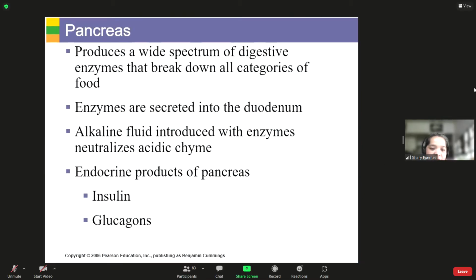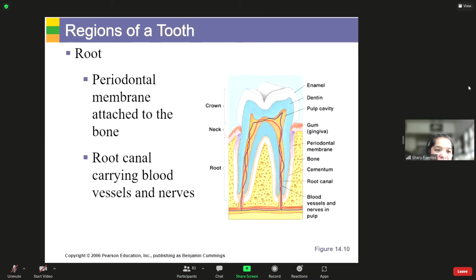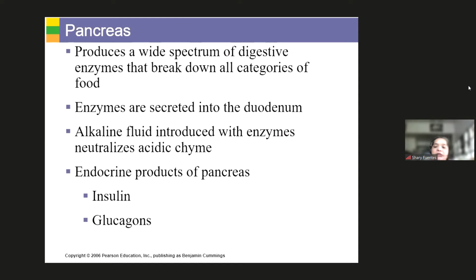Okay, so let's continue. We ended with this slide kanina. So regions of our tooth, the root part, that's where you can find the root canal. Okay, ito yung tinitira ng mga dentist. So let's go to the pancreas.